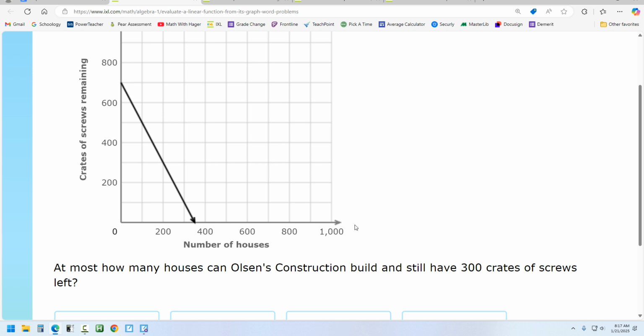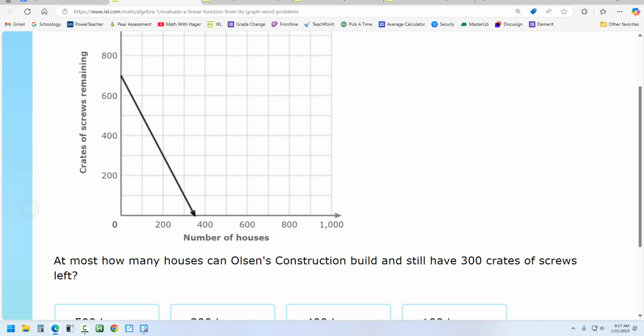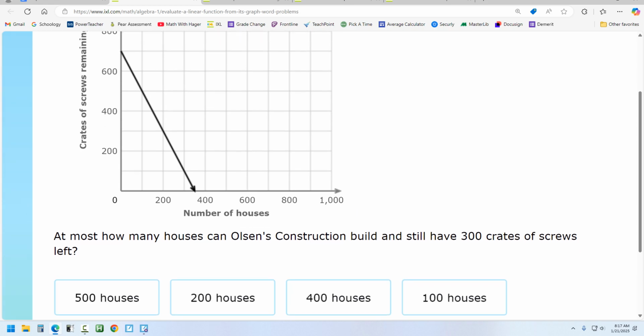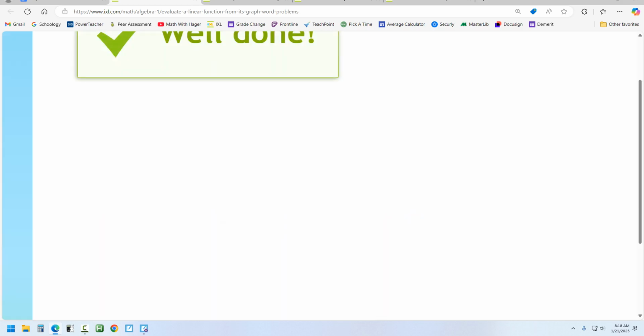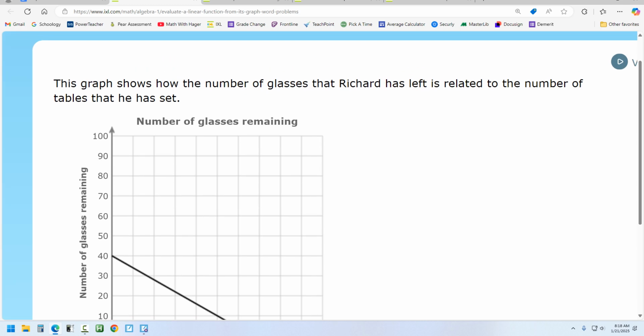Can you go down to like the 200 houses? Yeah, because if they have 300 crates of screws left, it means they're right there on the line. So go down and see how many houses they would have built. 200. Yep. That's it. Okay, let's try one more.